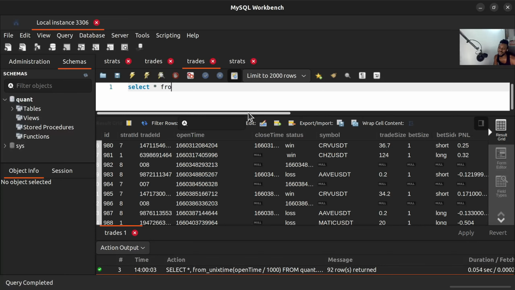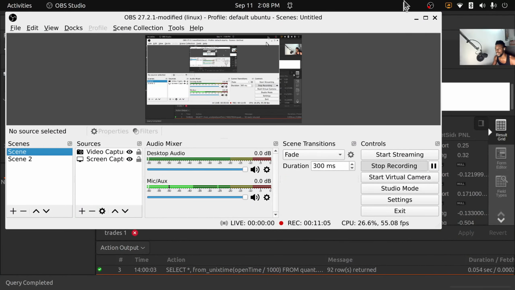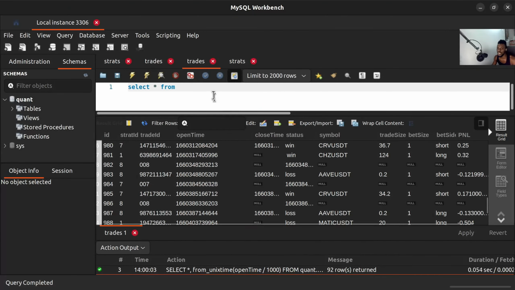Right here, what I'm doing is I'm just trying to pull up the data that I was getting, so that I can compare it to my test, so that I can see what was happening. I'm just making sure I'm recording still. Great.